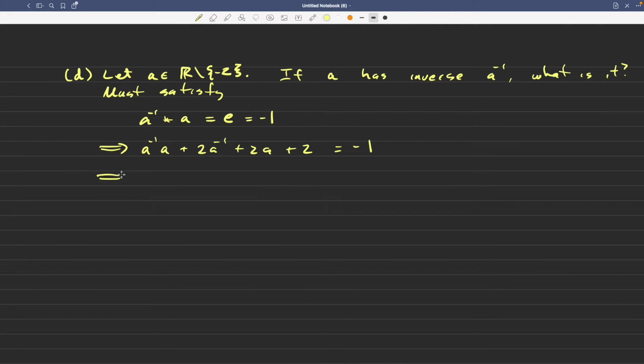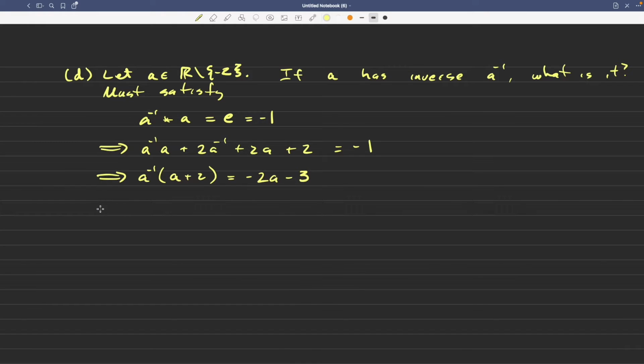It's very similar to what we did the last time. I'm going to take those first two terms and pull an A inverse out so that I'll have A plus 2 left. And I'll move everything else over to the other side of the equation, and I would get, looks like, negative 2A minus 3.